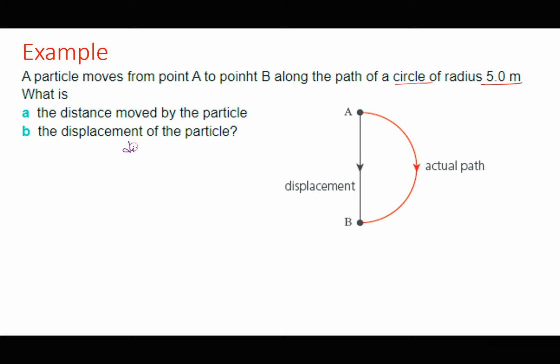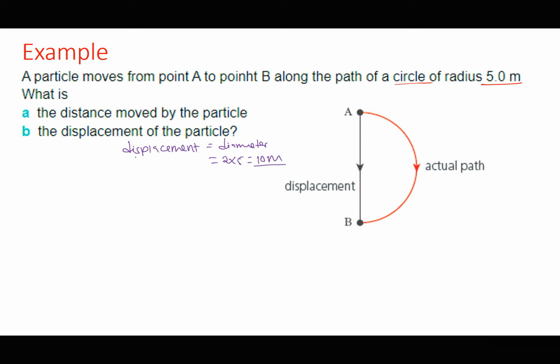For the displacement will be equal to the diameter of the circular path, which is the straight line distance from A to B. Because the radius is 5, this will be 2 times 5, which will be equal to 10 meters. That will be the displacement.